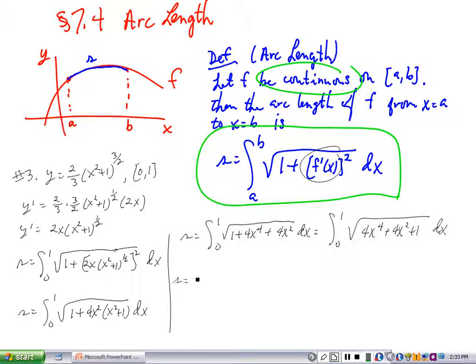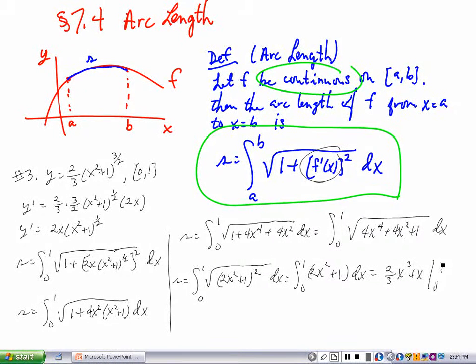That's a perfect square trinomial. So this is the integral from 0 to 1 of the square root of 2x squared plus 1, all squared, dx. This is the integral from 0 to 1 of just 2x squared plus 1 dx. Now we integrate that. Now we're ready. So we have 2/3 x to the third plus x evaluated from 0 to 1. And that gives us 2/3 plus 1. And we get 5/3.